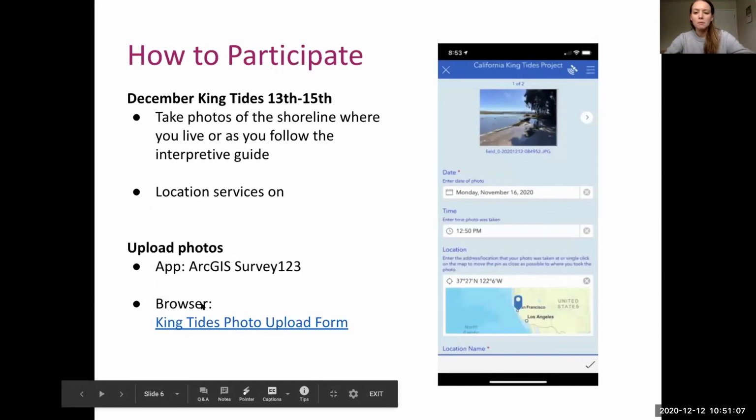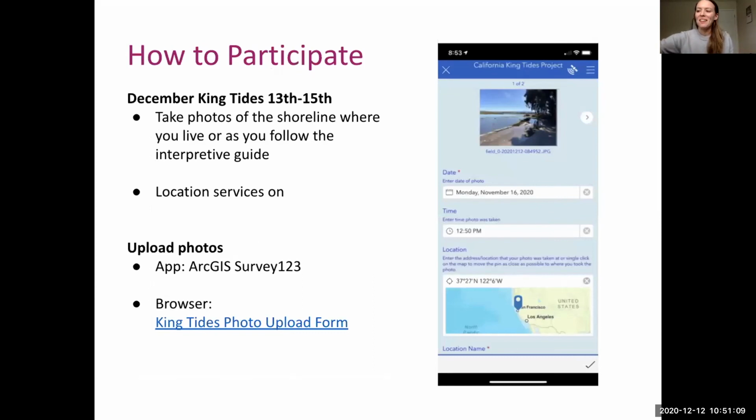So how do you participate? It's pretty simple. The California King Tides Project website is very helpful, and there's a step-by-step guide for how to upload your photos. Essentially, during the King Tides, the 13th through the 15th, take photos of the shoreline where you live, or as you follow the interpretive guide that Claire shared with us. One thing is you do need to have your location services on when you take the photos, but you don't need to upload them immediately.